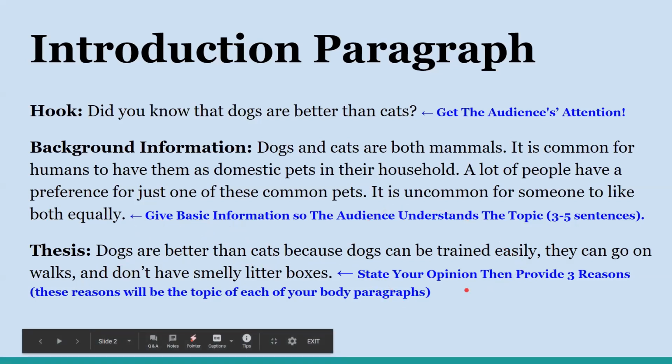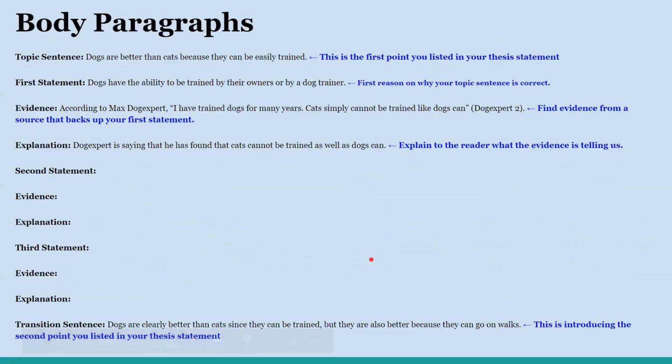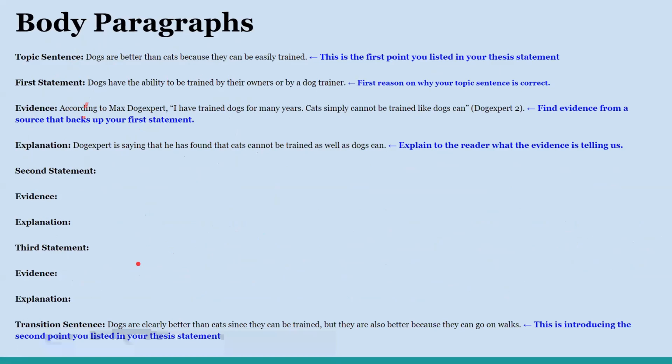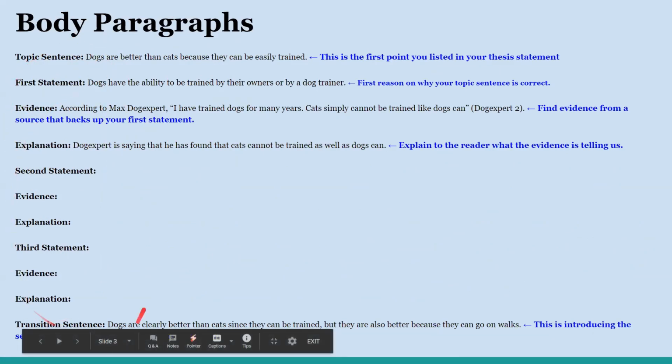And so for each of the topics of the body paragraphs, like dogs can be trained easily would be one, dogs can go on walks would be another, and the last one would be dogs don't have smelly litter boxes. Then we have our 3 body paragraphs. Now, typically you'll either write 3 paragraph essays or 5 paragraph essays. If it's just a 3 paragraph essay, then you would just have one of these right here, 1 paragraph. But if you have a 5 paragraph essay, which is more common in high school, then you would have 3 separate paragraphs.